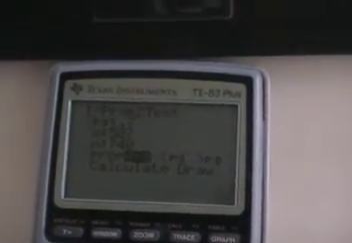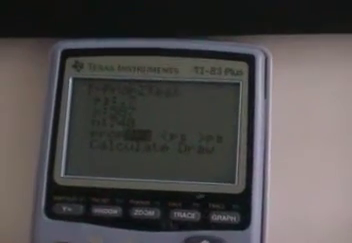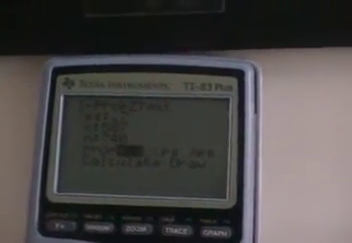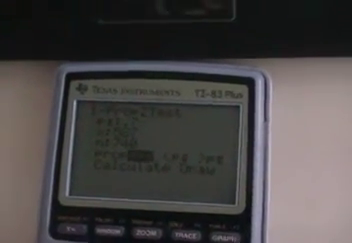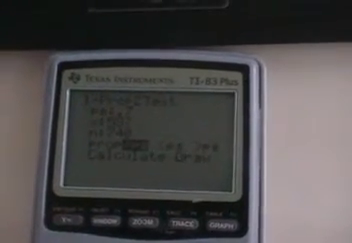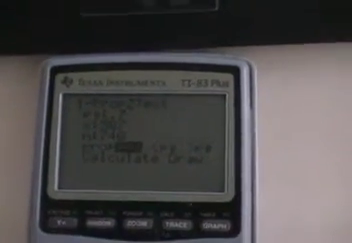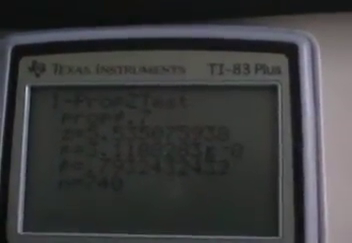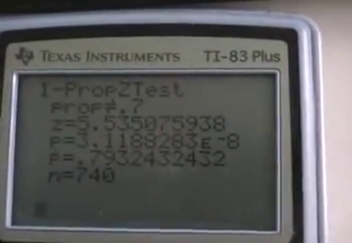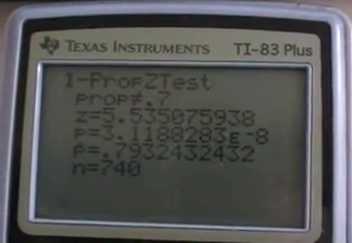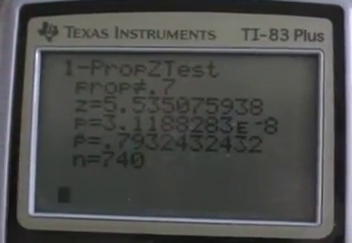Then you tell it your appropriate alternative, which was the three choices we had. Either the P from the population is not equal to the claimed amount, or it's less than it, or it's greater than it. So I want to highlight the one that says not equal to. If it was one of those other two, I could move over there and select them. Calculate. And this will give me a z-score and a p-value, the very first two numbers that come up. Z is 5.535. The p-value, it looks like 3.11.